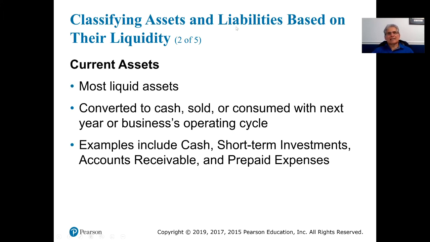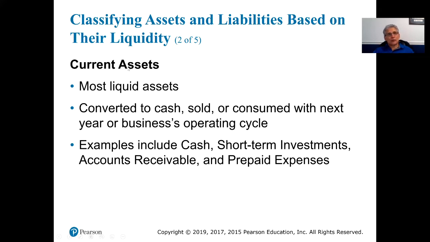Now, when we're classifying assets, we're going to actually classify them on the balance sheet as current and non-current. I think we've talked about this already, but let's go ahead and talk about it again. Current assets, most liquid. Current assets are converted to cash, sold, or consumed within 1 year or the operating cycle, whichever is longer. But a business operating cycle, you should remember that for textbook purposes, but for the most part, nearly every business runs on a fiscal year, so we're going to be looking at 1 year.